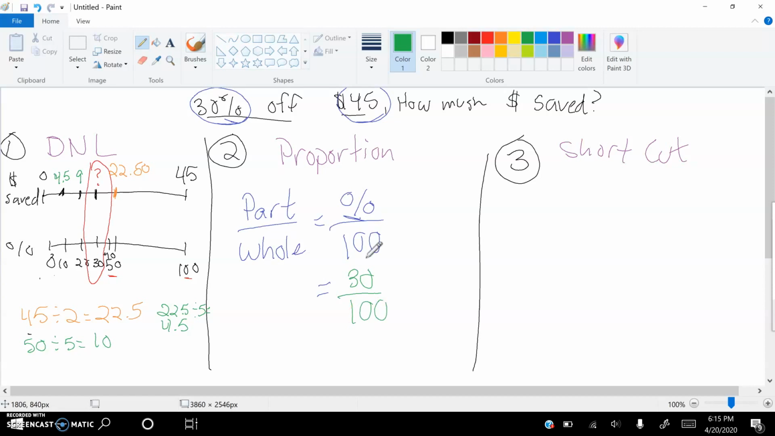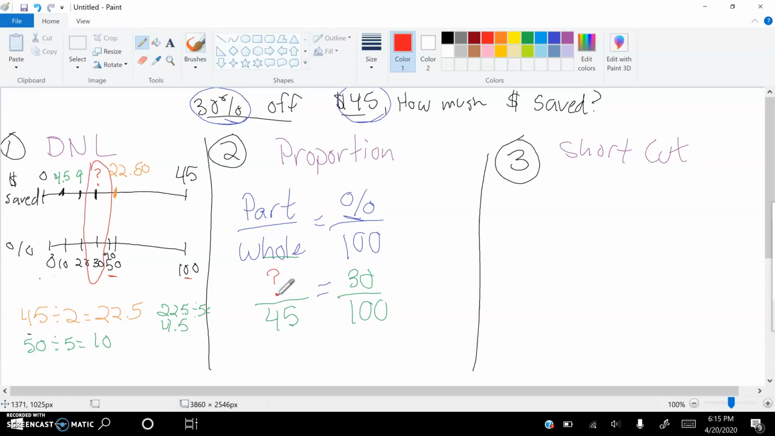So then the next thing we need to determine is this $45 the part or the whole? $45 is the original cost. So in that case, it's going to be the whole. So it's going to go on the bottom. And how much we save is what we're looking for. So that's going to go there for our part.